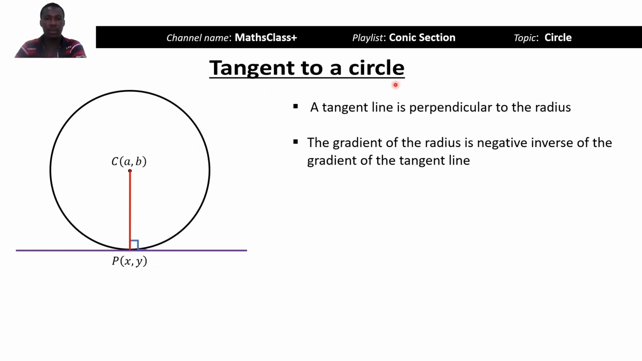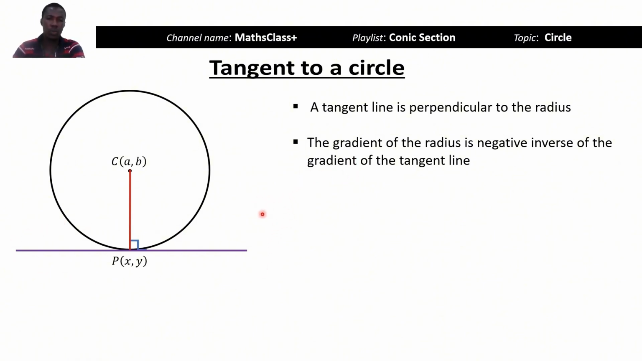Tangent to a circle. Now, a straight line drawn outside a circle and which touches the circle at exactly one point is the tangent to that circle. So a tangent is a line drawn to touch one point of the circumference outside the circle. So a tangent is indicated with the line here.